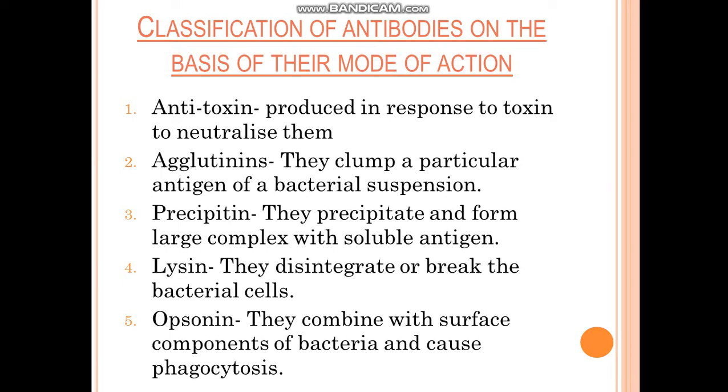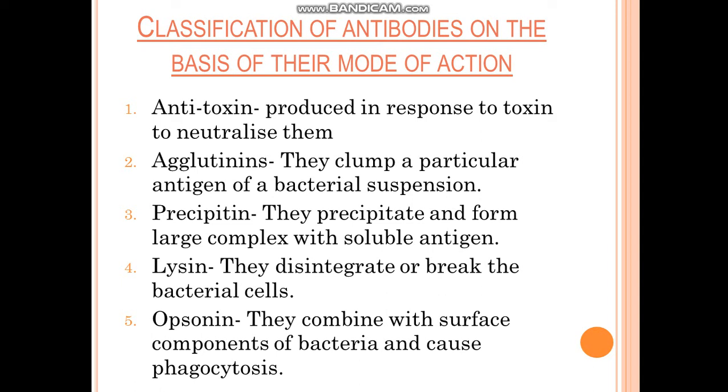Just a quick revision again. Antitoxin is produced in response to the toxin which is produced by the bacteria. So bacteria produce toxin, and in response to the toxin our body produces antibodies which function like antitoxins, and they will neutralize the toxin. Second is agglutinin. They clump, they coagulate. Their major mode of action is coagulation. They coagulate the antigen of the bacterial suspension. Okay, not killing the bacteria but coagulating the antigen which is produced by the bacteria.